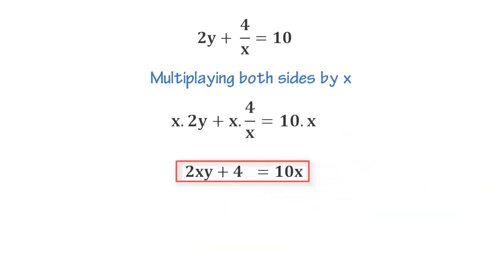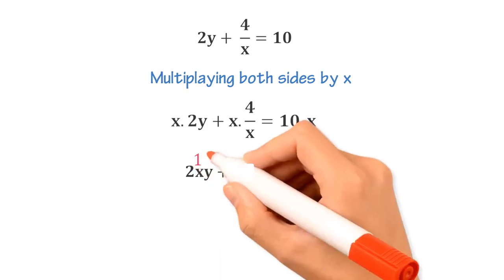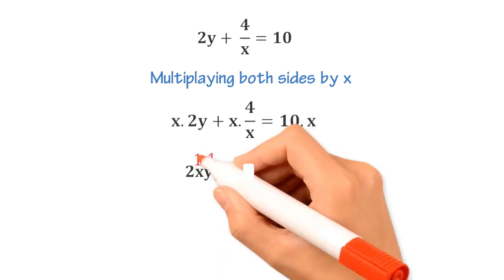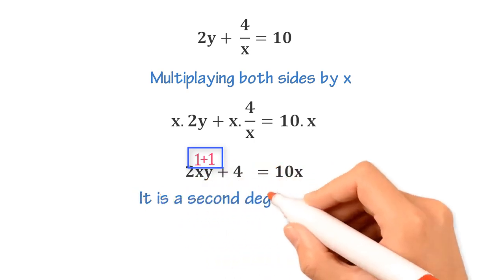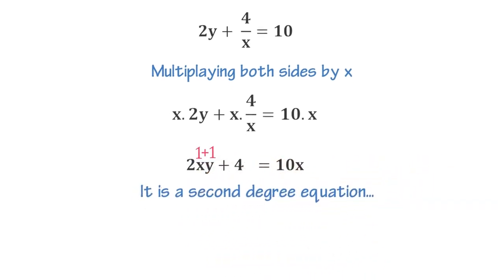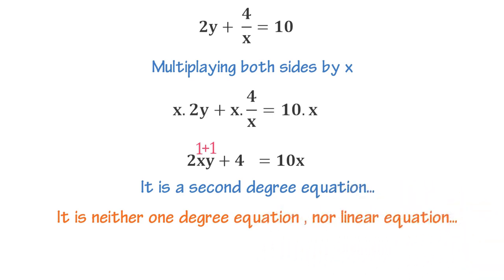Now there are three terms in this equation. The power of variables in first term 2xy is evaluated as follows. The power of x is 1 and the power of y is also 1. Thus 1 plus 1 is equal to 2. Hence the highest power of first term is 2. So it is a second degree equation. Therefore, it is neither a one degree equation nor a linear equation.